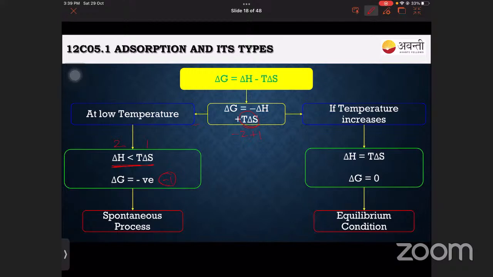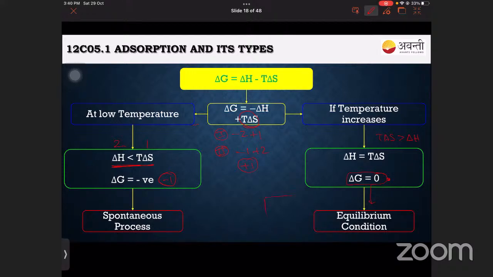Now come here. If T delta S is equal to delta H, or T delta S is greater than delta H, what happens in both cases? This is the first case and this is our second case. Invert the numbers here: minus 1 plus 2. What happens? Plus 1. Now delta G is a positive term, or if it is 0, the adsorption process is at equilibrium. The number of molecules adsorbed on the adsorbent is equal to the number of molecules coming out of the adsorbent.